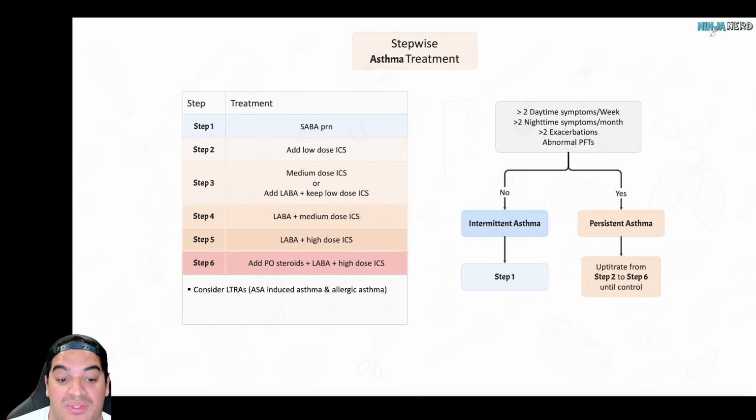If the patient has particular things that may benefit from leukotriene receptor antagonists, for example, if they have aspirin-induced asthma or allergic asthma, you can consider a leukotriene receptor antagonist. You can also consider xylitol, which is again going to be in cold and exercise-induced asthma. And you can consider omalizumab in allergic asthma or patients who, whenever you test them, have very, very elevated levels of IgE antibodies. Okay.